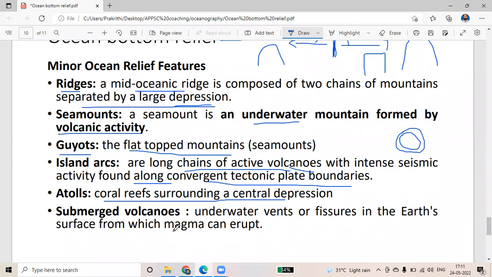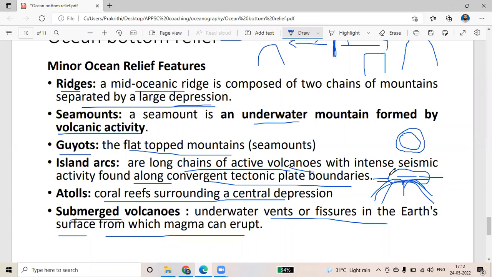And finally the submerged volcanoes. Underwater vents or fissures in Earth's surface from which the magma can erupt. The magma that comes out comes out under the ocean, at the bottom, so it will not reach the top, but within the bottom of the ocean or the water body such volcanoes occur and erupt. These are underwater vents or fissures. It is not visible, but looking from above you can see a red color. When the magma comes out and you look from above the water, it is clearly visible, but its influence will not come above the water. That is called the submerged volcanoes.